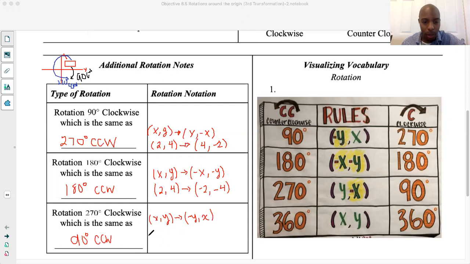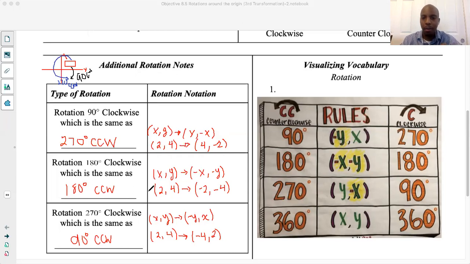So let's get another point again. Let's do 2 comma 4. I'm doing 2 comma 4 to show you that each one of these points are different. 4 comma negative 2 is not the same thing as negative 2 comma negative 4, and neither is negative 4 comma 2, right? These are all 3 different points. They're not the same, right? So each rotation will end up in a different spot, and they all demand that you use a different rule to get you there, okay? So this is exactly the notation and the rules.